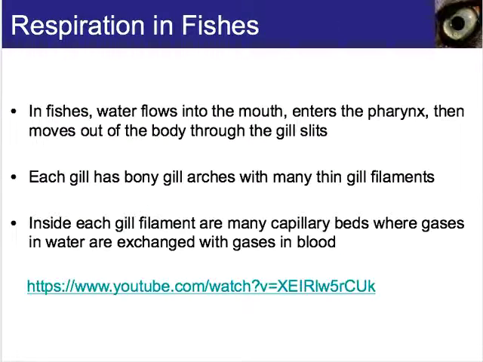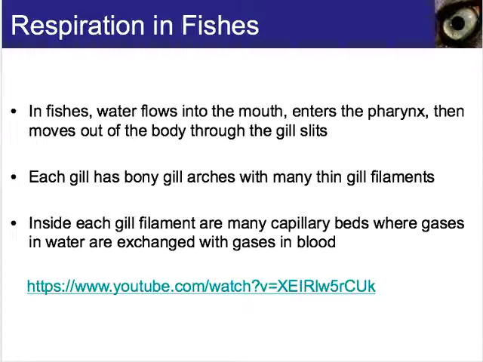So let's talk about respiration in fish, or breathing in fish. In fish, what happens is water flows into the mouth, enters the pharynx, and then moves out of the body through the gill slits. So if you've ever seen a fish moving its mouth open and close, it's literally bringing water in to pass over the gills. Each gill has a bony gill arch with thin gill filaments, and inside each filament are many capillary beds where gases and water are exchanged with gases and blood. If you remember, capillaries are the smallest blood vessels that we have. And the reason why we have those is to slow the flow of blood so that each red blood cell can exchange oxygen and CO2.